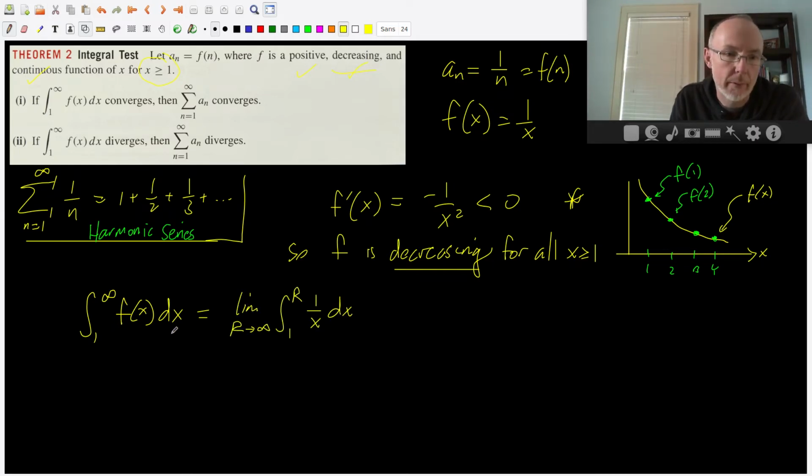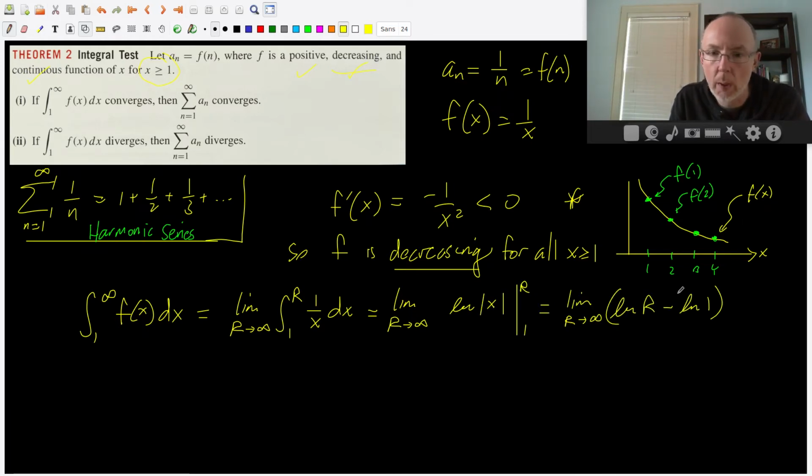And remember, this is an improper integral, so we have to replace the upper limit with an r, and then we evaluate that integral. And that integral is just the natural log of the absolute value of x, evaluated between 1 and r. And so what we end up with is the natural log of r minus the natural log of 1. Well, the natural log of 1 is 0, you know that already, but it doesn't matter. It's a finite value. And I could put absolute values here, but r is going to infinity anyway, so it doesn't really matter.